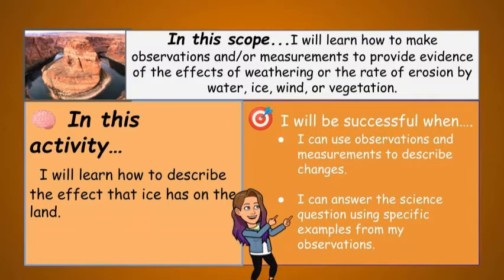We know that in this scope, we're learning how to make observations and/or measurements to provide evidence of the effects of weathering or the rate of erosion by water, ice, wind, or vegetation. In this particular activity, we're going to learn more about how glaciers, or large masses of ice, affect our land and our landforms. You'll be successful when you can use your observations and measurements to describe changes to the land. And you know you'll be successful when you can answer the science question using specific examples from those observations.